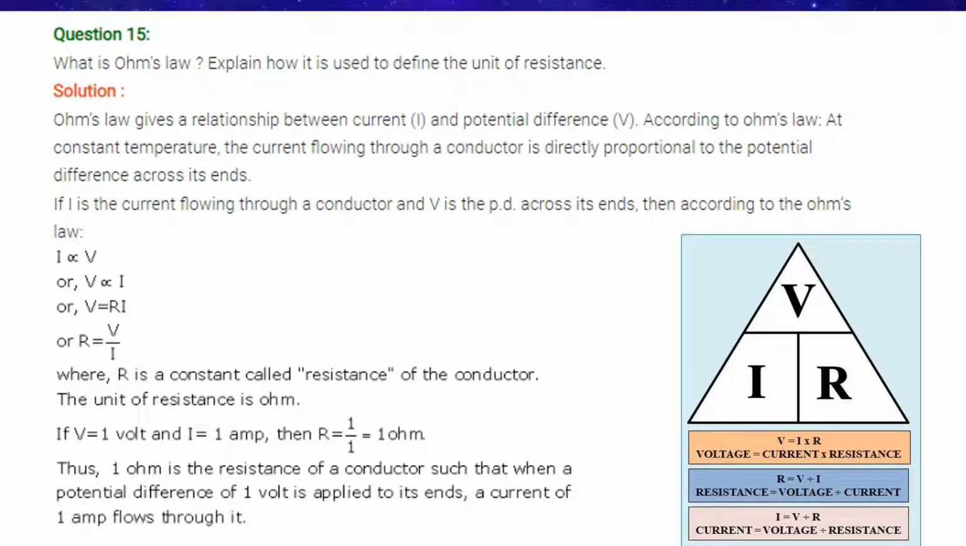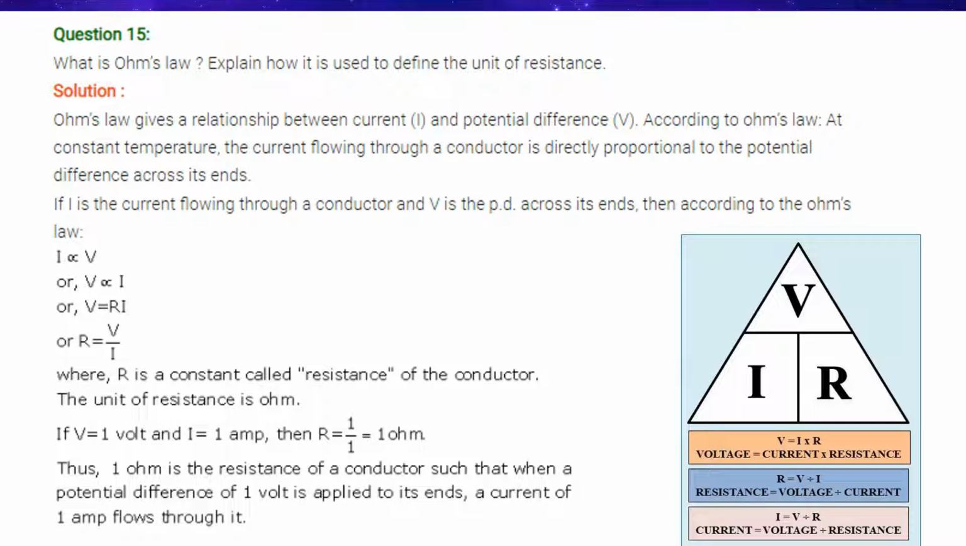What is Ohm's law? Explain how it is used to define the unit of resistance. Solution: Ohm's law gives a relationship between current I and potential difference V. According to Ohm's law, at constant temperature, the current flowing through a conductor is directly proportional to the potential difference across its ends. If I is the current flowing through a conductor and V is the PD across its ends, then according to Ohm's law, current I is directly proportional to voltage. You can also say voltage is directly proportional to current.